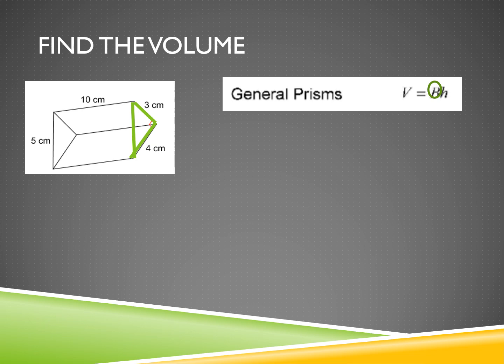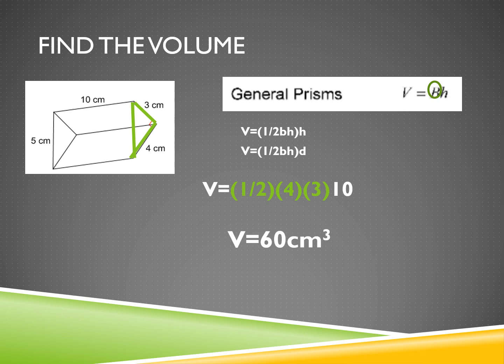Then if we microscope in on that triangle, notice that 3 and 4 are perpendicular to one another, so you have the base and height of that already. You don't need that slanted 5, which is shown on the other triangle on the other side of it. So we substitute our values in. The area of the triangular base is 1/2 times 4 times 3, and then the height or depth of the prism is 10, giving you 60 centimeters cubed.